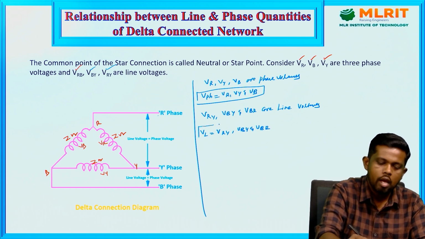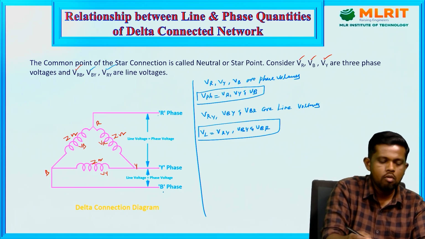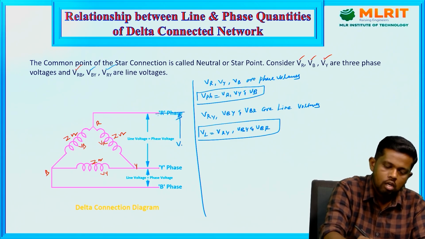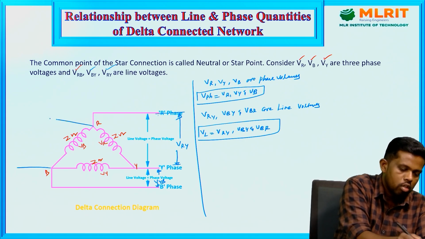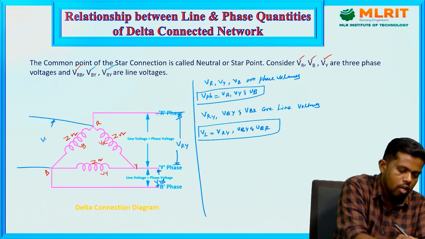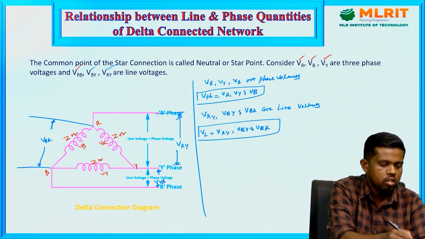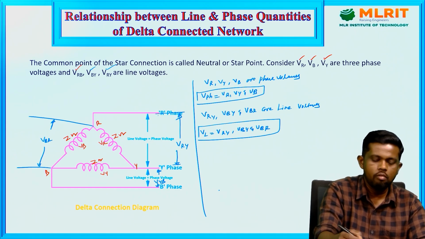So these are the line voltages. Till now we have discussed what we mean by line and phase voltages. This voltage is VRY, this voltage is VYB, and this voltage is VBR. We have already determined all this, with the help of the notations in the circuit diagram. That's why VBR, VYB, and VRY are the line voltages.